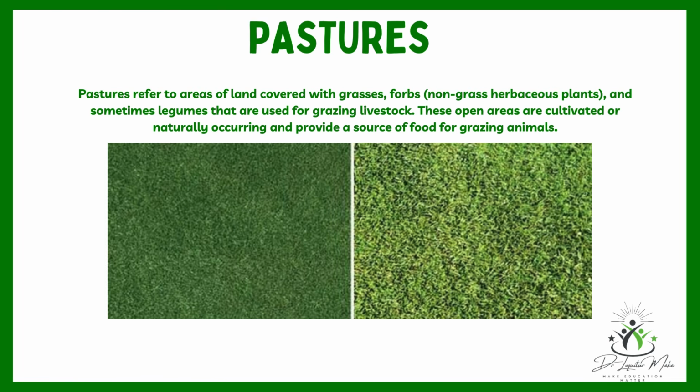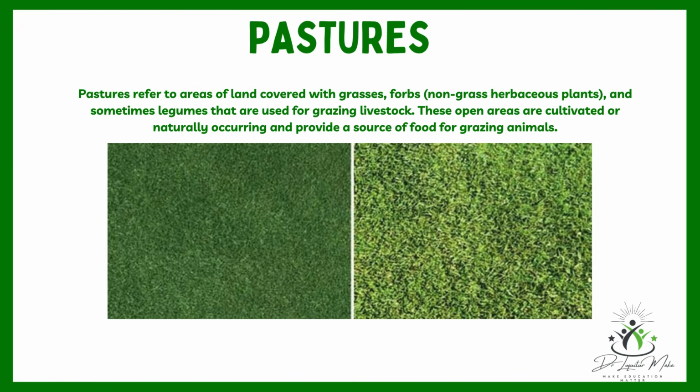They can be developed over time, and they are basically shaped by climate, the soil conditions of that area, and the interactions between plants and animals in that particular area. Natural pastures will often support a diverse range of plant species, which will then create a balanced and resilient ecosystem.